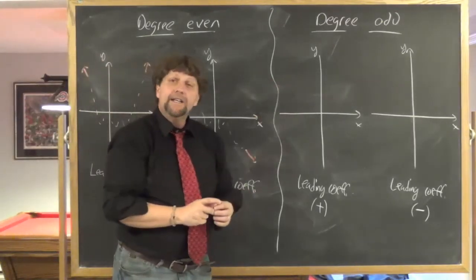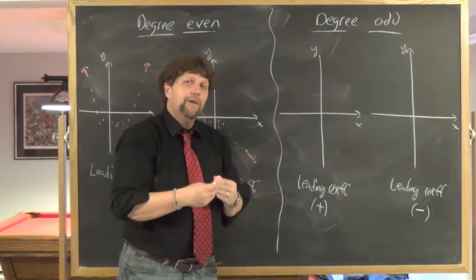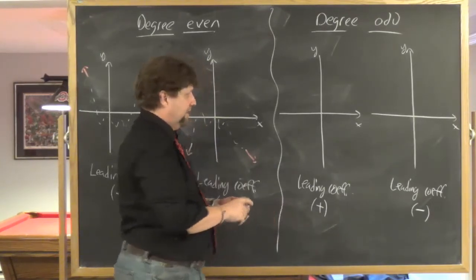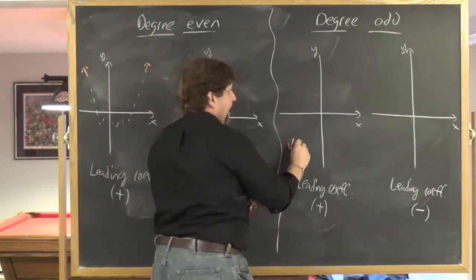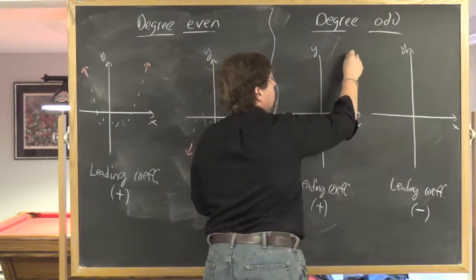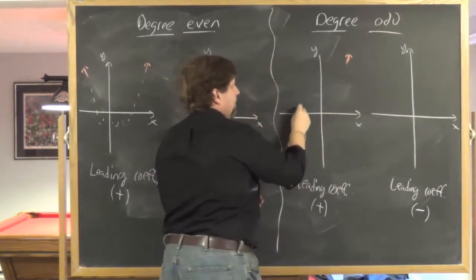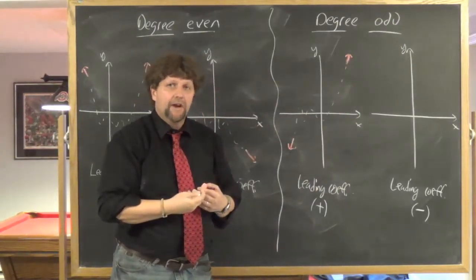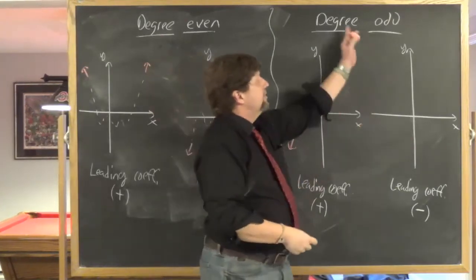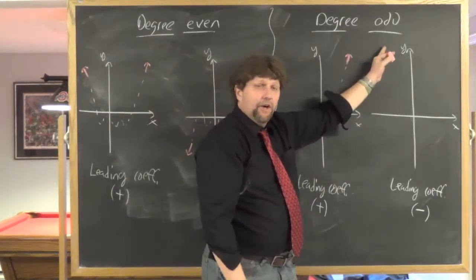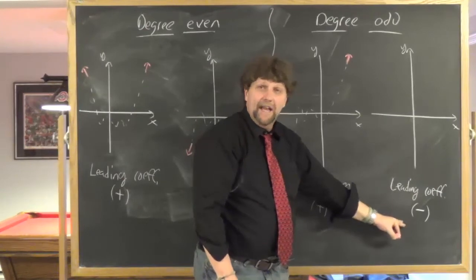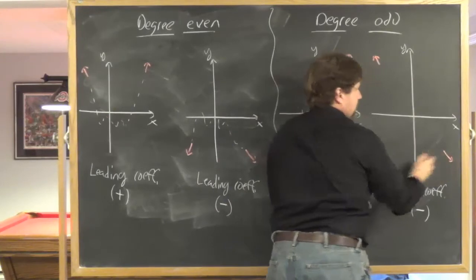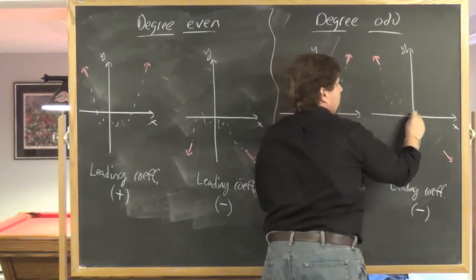Well, let's look at an odd degree polynomial. If your polynomial has an odd degree and the leading coefficient is positive, this end is shooting down, that end is shooting up. And again, I don't know what's going on in here. It's just I know what the end behavior of the graph is. If you have an odd degree polynomial, and the leading coefficient is negative, well, then this end is going up and this end is going down. So again, I don't know what's going on in here.